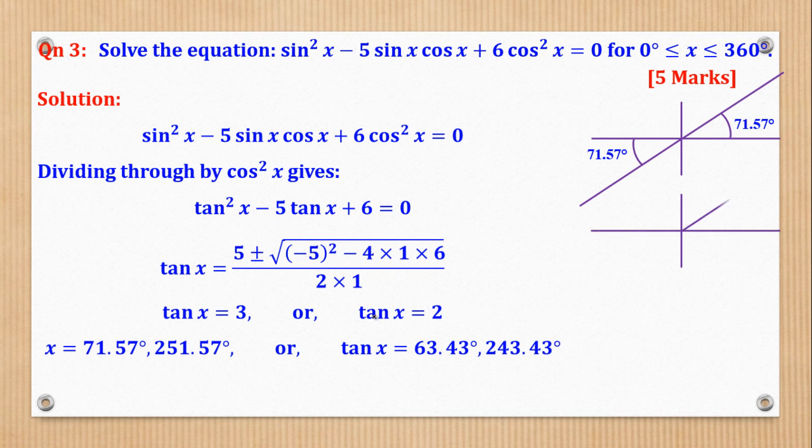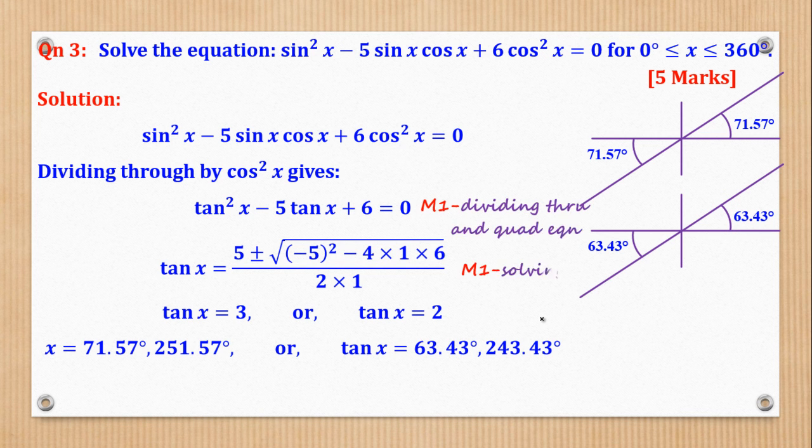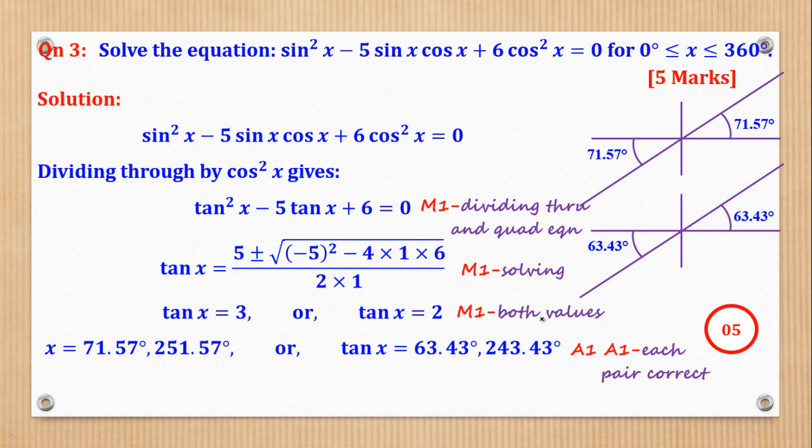Draw your quadrant. So arctan 2 gives you 63.43. The first angle is from here to here, which is this. The second angle is from here up to here, which is this, 180 plus 63.43. And that's what they wanted.